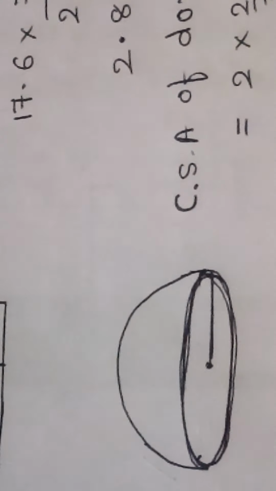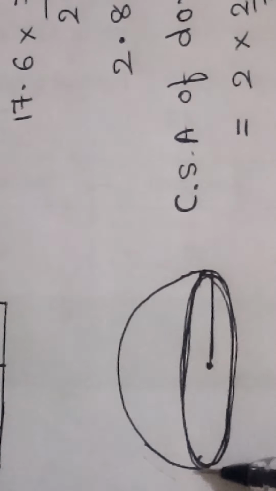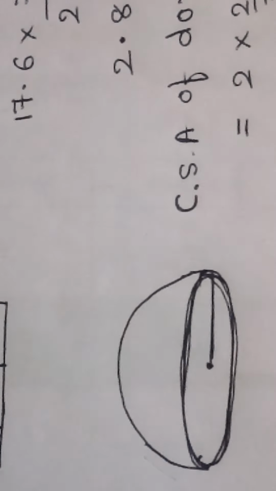Now what is the circumference of the base given? It is given to us as 17.6 meter. So 17.6 meter is equal to the circumference of the base of this dome. That means C is equal to 2 pi r, so 2 pi r is 17.6. So if this is the dome, then the base, that means this circular part, is 17.6.